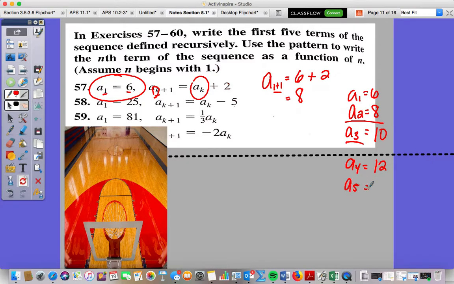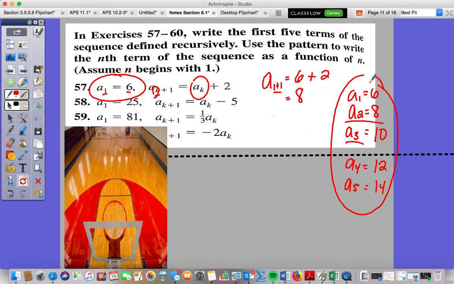A sub 5, we plug 12 back in for a sub k here, and 4 back in for k, so a sub 5 would be equal to 14. So the 5 terms that we would use here are the 4 ones you see on this as well, okay?